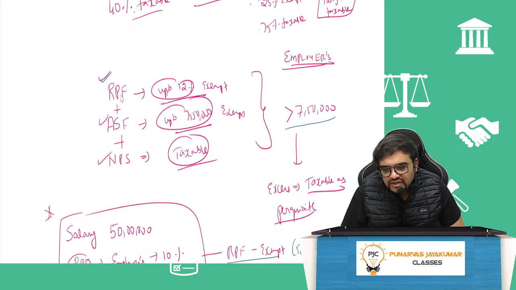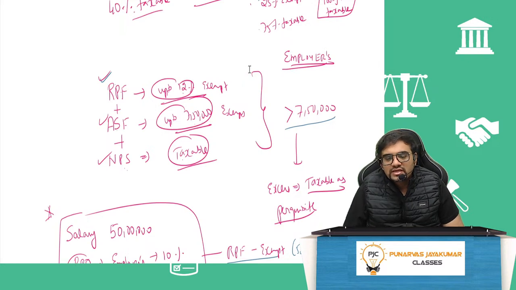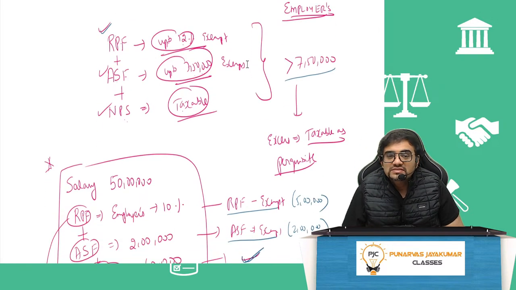Now you have RPF, you have ASF, Approved Superannuation Fund, and NPS. NPS is taxable as we have seen. RPF up to 12% is exempt. And ASF, Approved Superannuation Fund, up to 7,50,000 rupees is exempt. This is all employer's contribution. So what Nirmala Madam did, she added all the three. And if the employer's contribution is coming up to more than 7,50,000 rupees, then the excess will be taxable as perquisite.